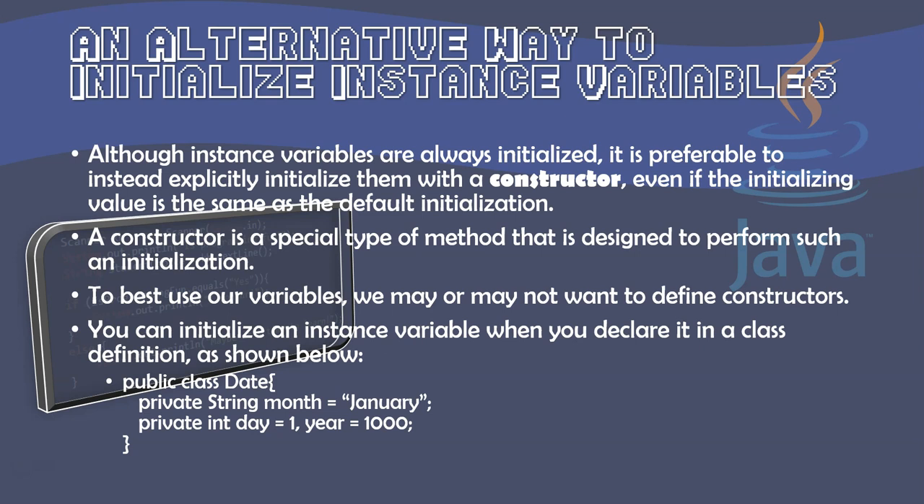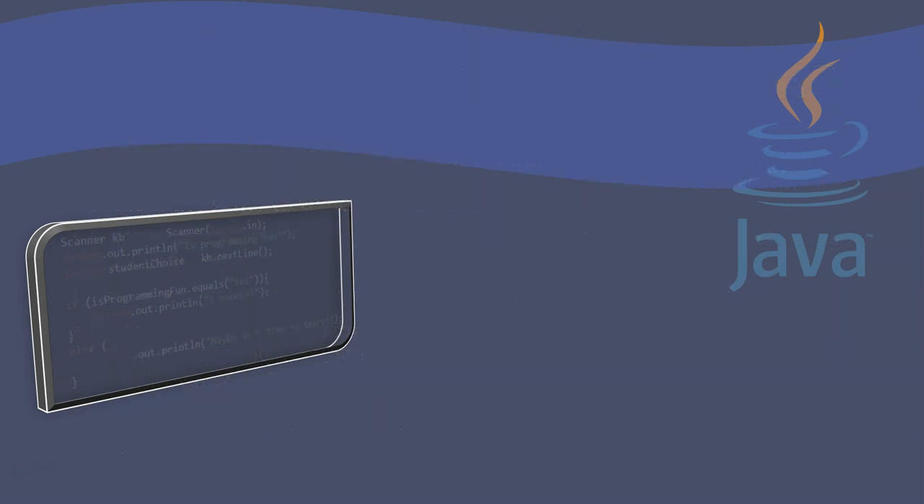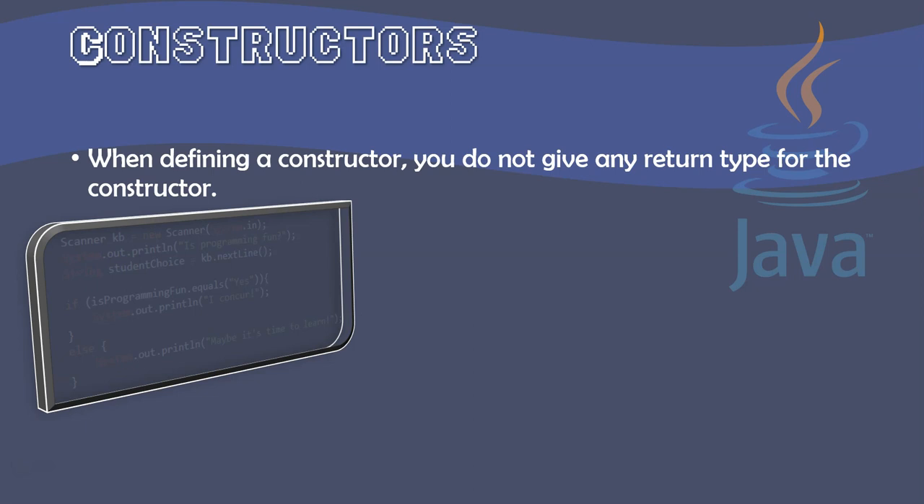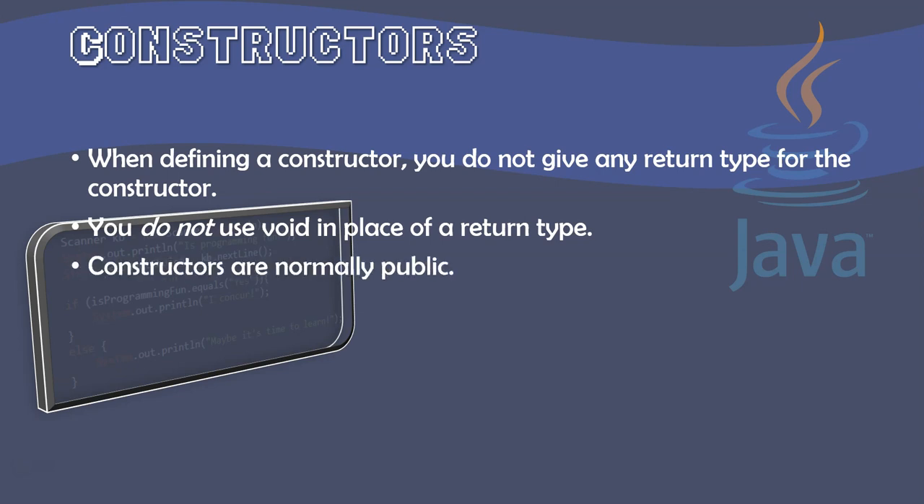And let's take a look and break that down a little bit. With constructors, when you're defining them, you do not give any return type for the constructor. As I already mentioned, there's no void, there's no String, etc. And again, we don't use void as a return type here because there is no return value for a constructor. Constructors also are typically public because we want them to be accessible to create those types of objects.